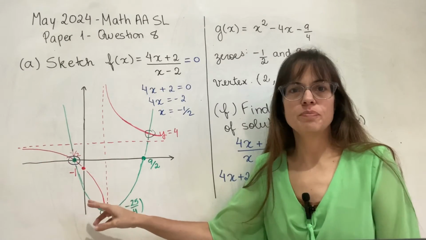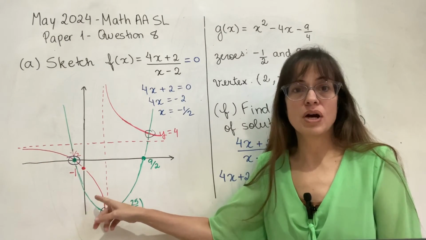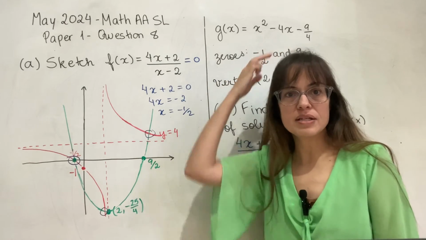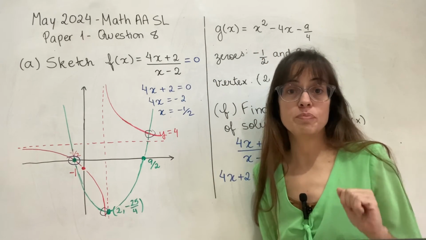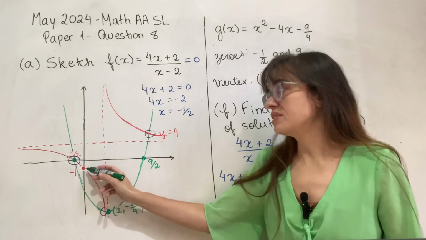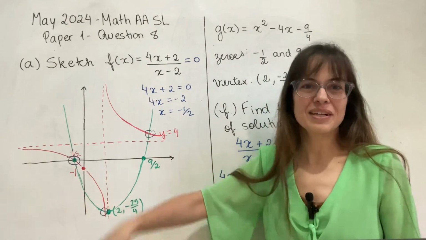I was actually a little bit too careless here. I should have marked the y-intercept as well. We have that. It's -9/4, so it's a little below -2. This one's -1, so this one is definitely under it.